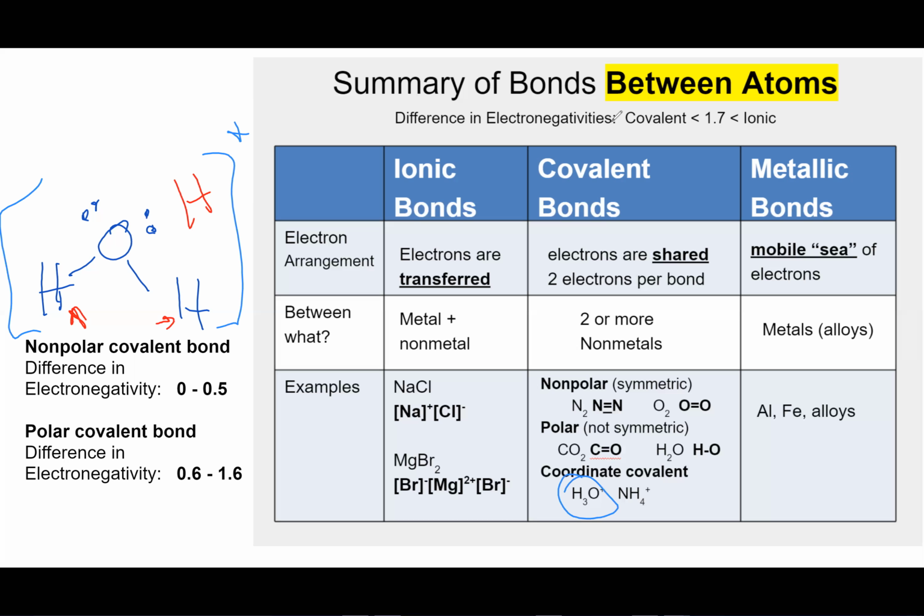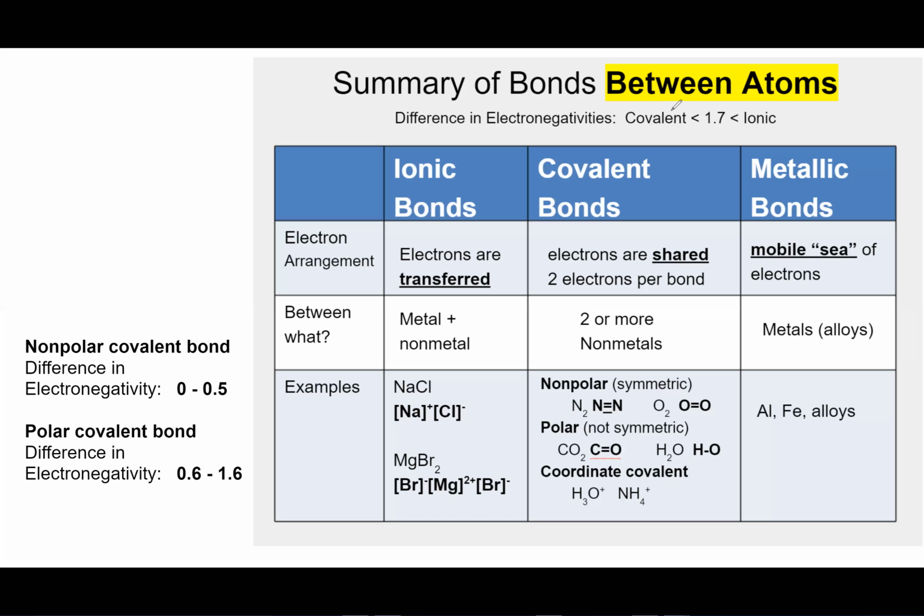But this bond here is the coordinate covalent bond because one of the atoms did not contribute an electron to share. So that's kind of a long story there. You don't really have to know about coordinate covalent, but you do have to know about nonpolar and polar.